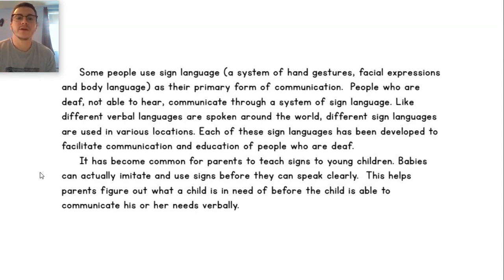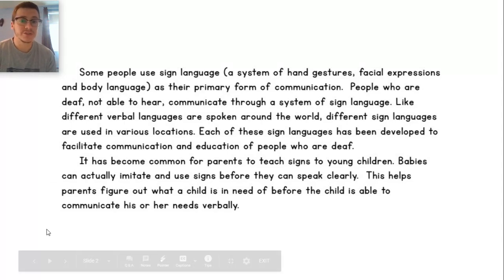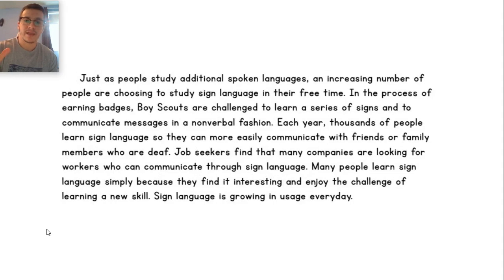And then we learn that parents teach young children how to sign with their hands. And different people are learning sign language for a variety of different reasons, for a number of different reasons.